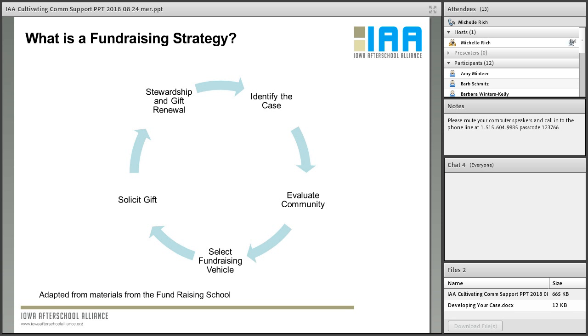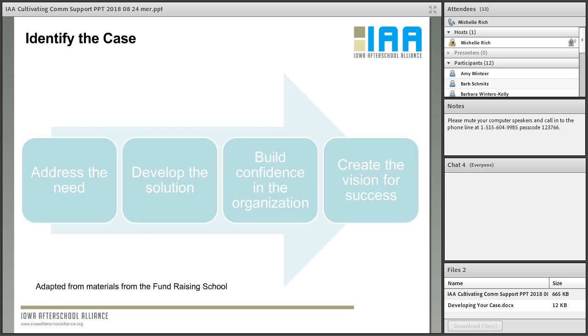I think a really good point that Brittany made was that this, in an ideal world, is a cycle that looks very clean, but in some cases it gets a little bit jumbled. So for instance, when you've gone through identifying the case, evaluating the community, and selecting the fundraising vehicle, you've done a lot of planning up to that point. So hopefully this doesn't happen, but potentially when you solicit the gift, someone says no. And you have to go back to identifying the case or evaluating the community, or perhaps it's the vehicle that you've chosen that isn't quite right. So there are cases where you'll need to check back in to those different components of the cycle. Yeah, that's a good point.